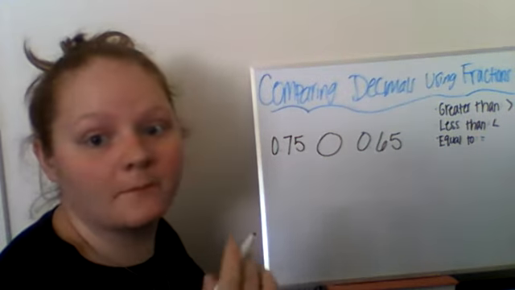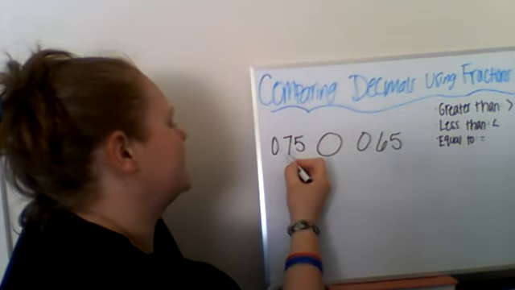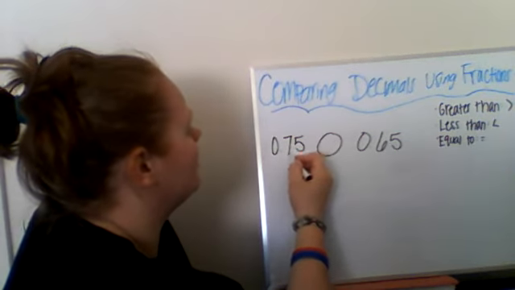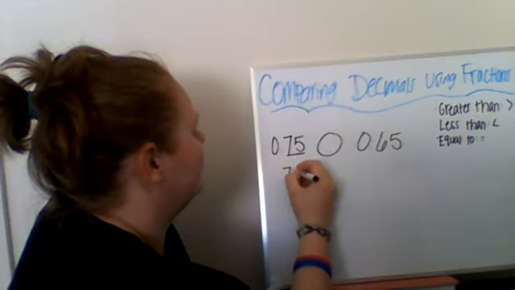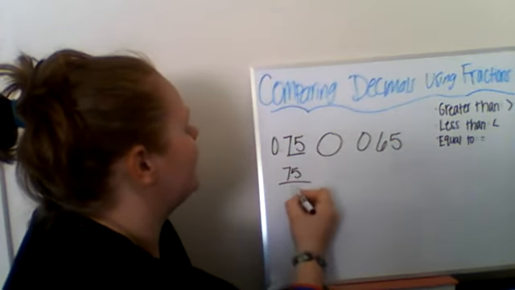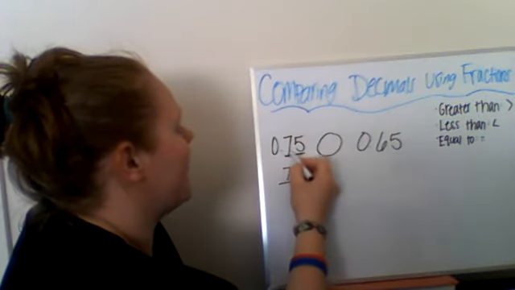Okay, let's convert these decimals into fractions. Okay, so my first decimal, 75 hundredths, I'm going to bring my 75 down because that's the number I see. So 75, and then my denominator is going to be the place values that I see after the decimal.